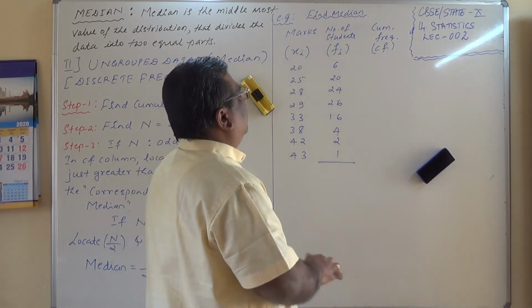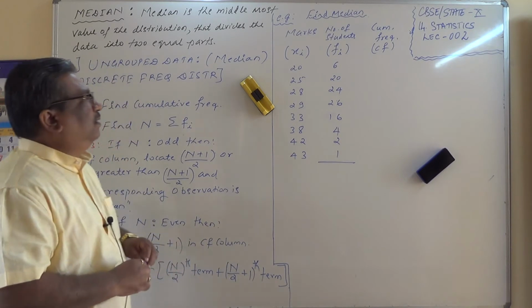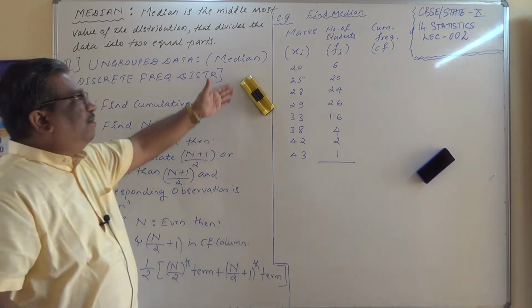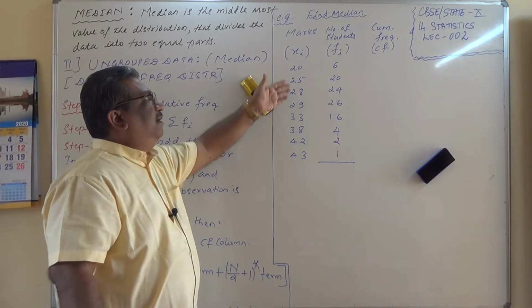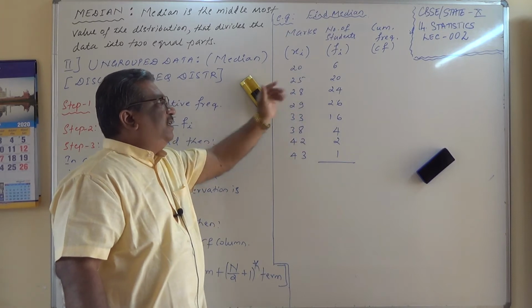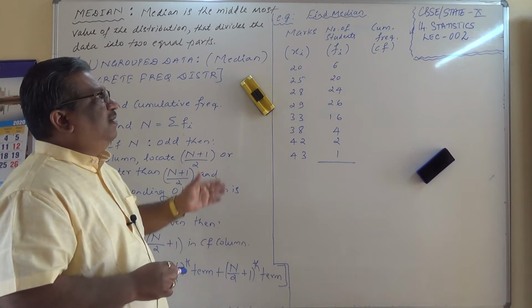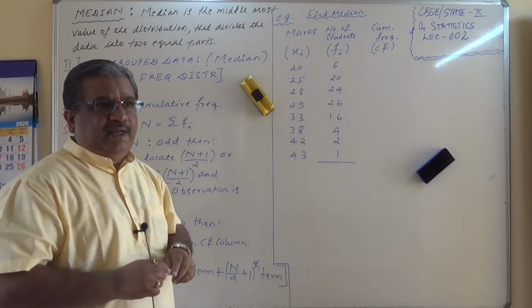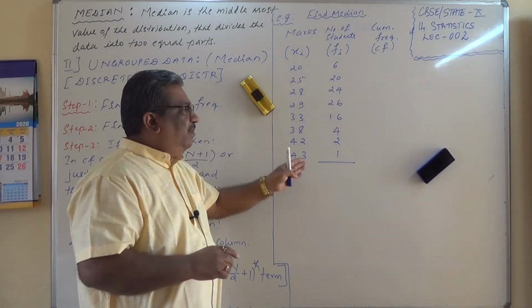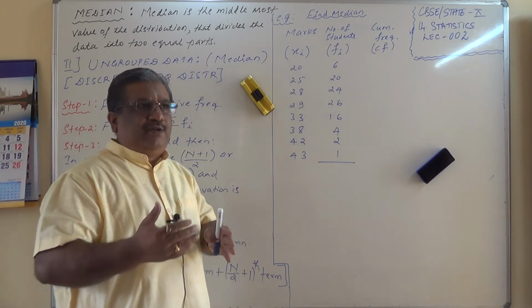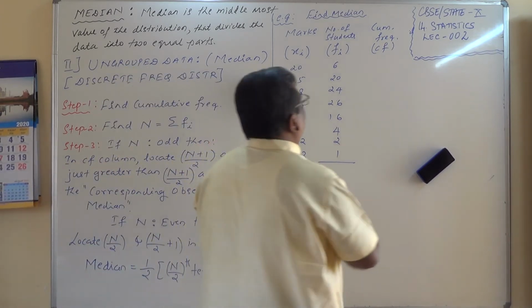Okay, fine. So find the median of marks obtained and the number of students who have obtained these marks. We have to find out the median of this data. Step number 1, first we have to find out the cumulative frequency, and this entire table is called the cumulative frequency distribution table. So let us find out the cumulative frequency.